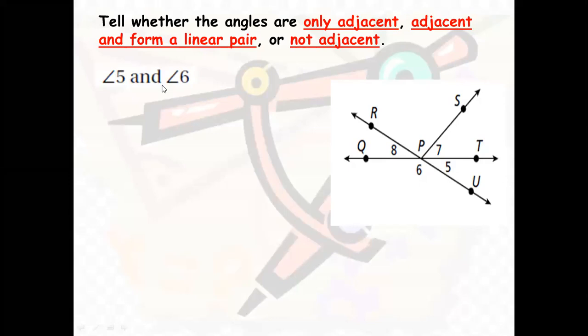So let's look at angle 5 and angle 6. So angle 5 and 6, if you remove it from the diagram, it will look something like this. So at first glance, you could say that they are linear because it's straight.